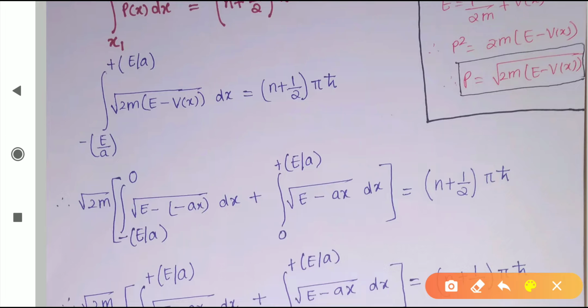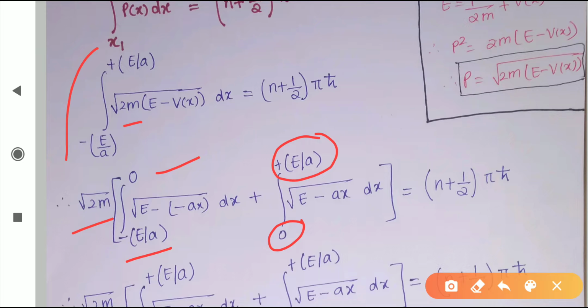So here what we have done is, I have taken the root over 2m outside, and inside, if you see here, we have the minus to plus limit. Okay, so I have split it into two parts. One is from minus e by a to 0, and the other is from 0 to plus e by a. Okay, clear? Yeah, here I have split it into two parts.